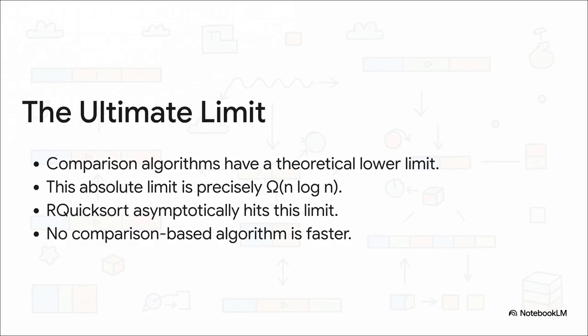First, all comparison-based sorting algorithms are bound by an information-theoretic lower limit. Second, that absolute lower limit is exactly omega of n log n, period. Third, randomization completely saves Quicksort, allowing it to asymptotically hit this optimal mathematical floor. Which means, finally, no comparison-based algorithm can be fundamentally faster than this.